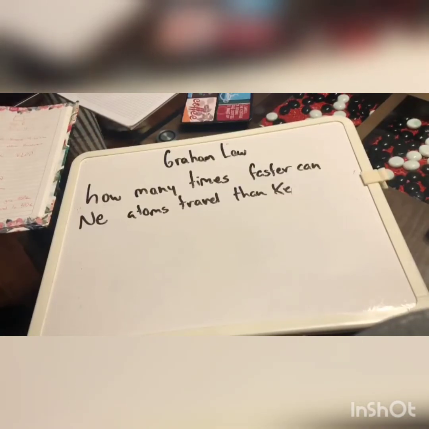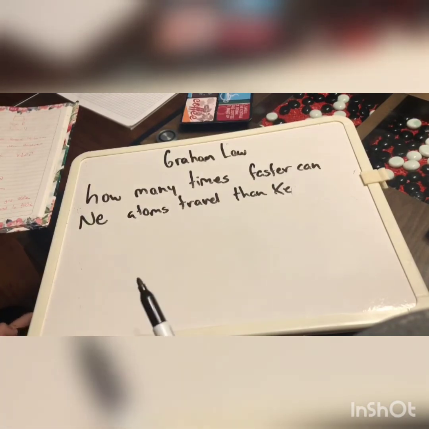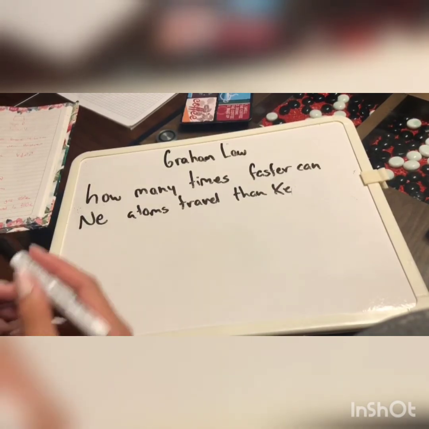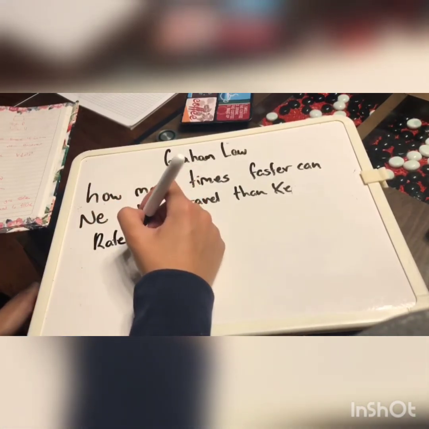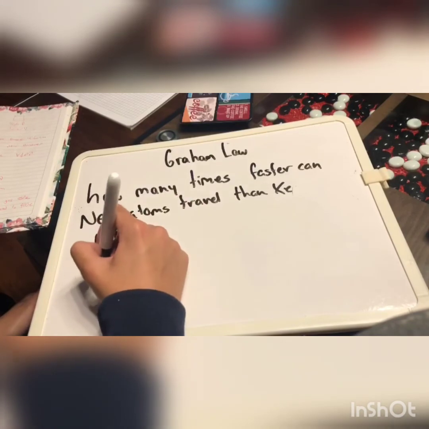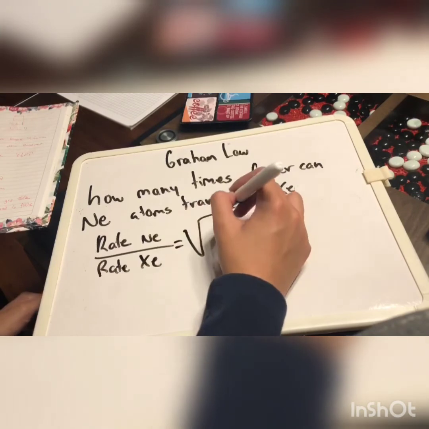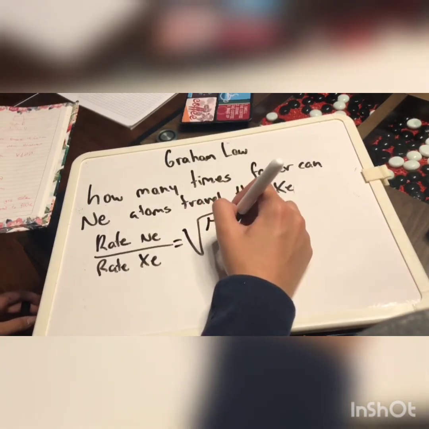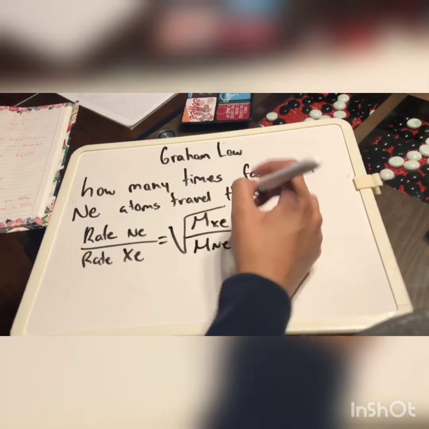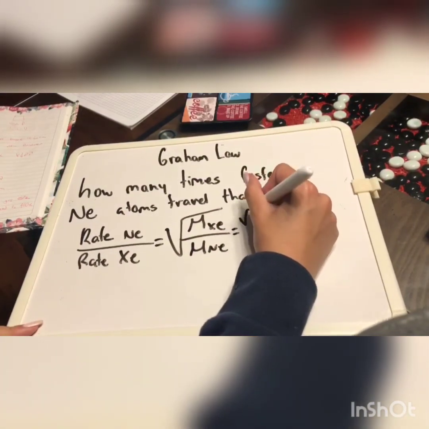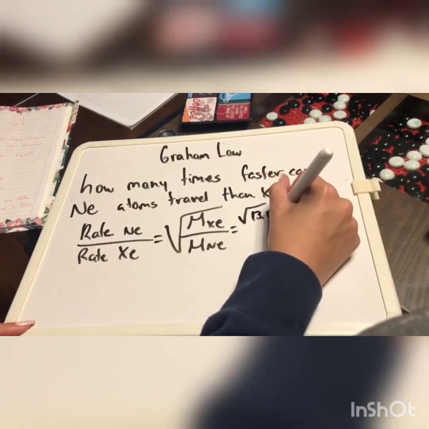So the exercise is how many times faster can Ne, that is neon, atoms travel than Xe, that is xenon. So it will be an equation like this: rate of neon over rate of xenon equals the square root of the molar mass of Xe over the molar mass of Ne, equals 131 over 20.18.